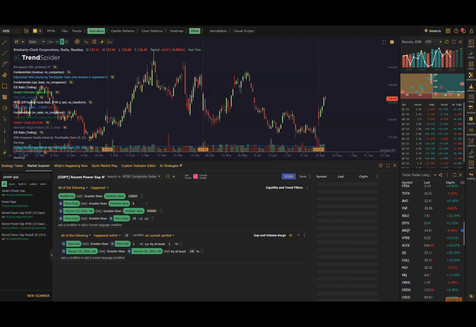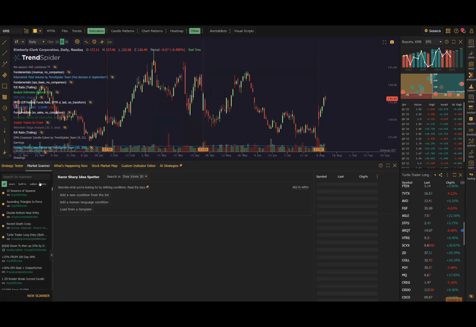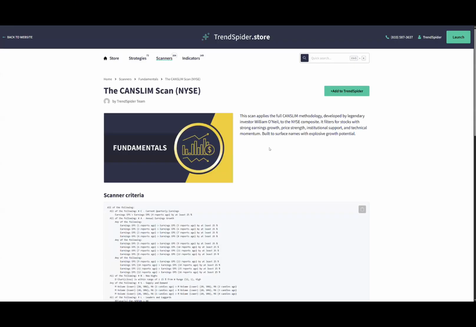But let me get into a couple more scanners because I don't want to get too caught up on any one thing, just because there's so much stuff. Let me delete this, or it's already deleted. The next one I want to show you guys is our CANSLIM scanner. This is one of our most popular ones. If you guys don't know what CANSLIM is, I'll pull up the store page.